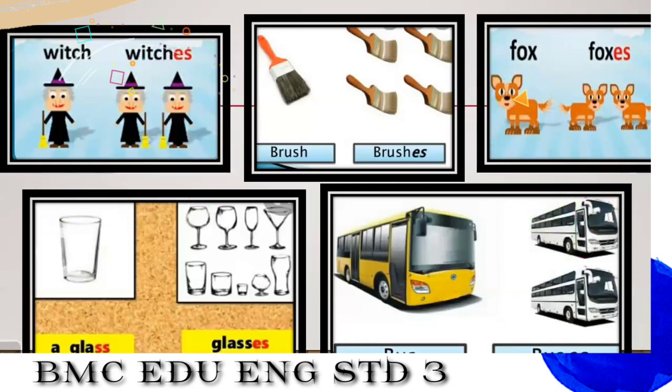So remember one thing, that if you find the words which are ending with CH, SH, X, double S or S, so to make its plural, what you have to do? You have to add ES. Okay.